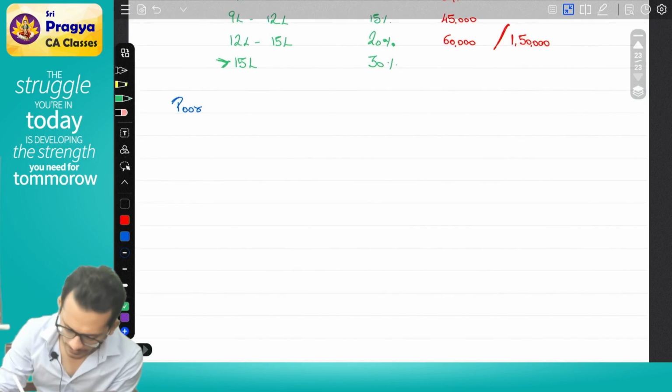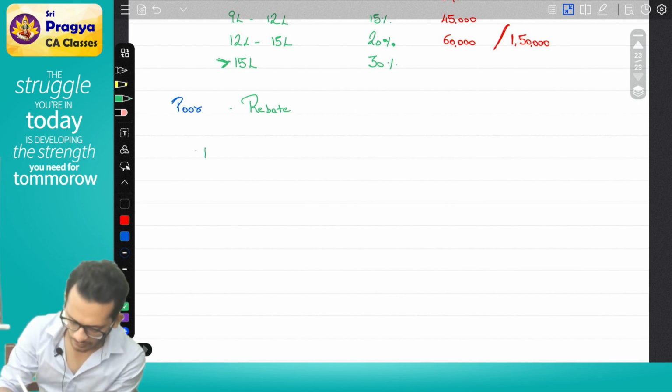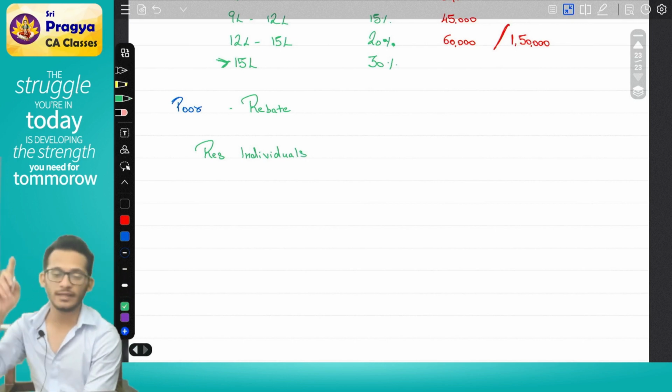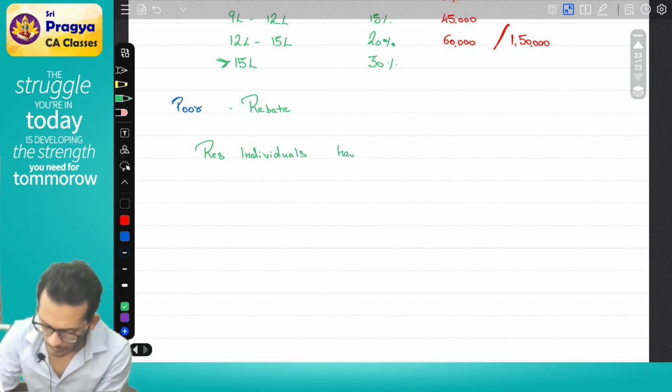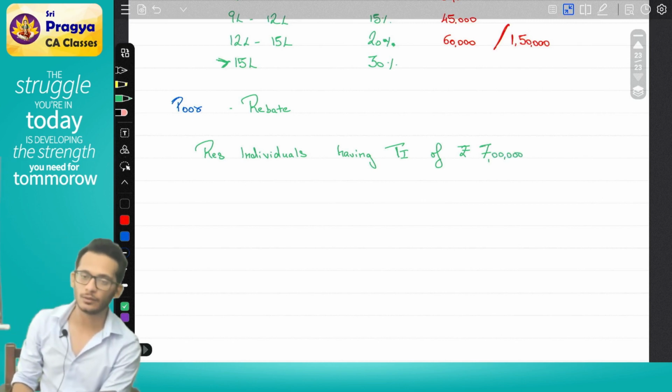You'll get a rebate. Now, in this rebate, they came and said, again, who is rebate applicable for? It is applicable only for resident individuals. In the old regime, it was applicable for resident individuals having a total income of 5 lakhs. Here it is resident individual having a total income of 7 lakhs. How much lakhs? 7 lakhs.